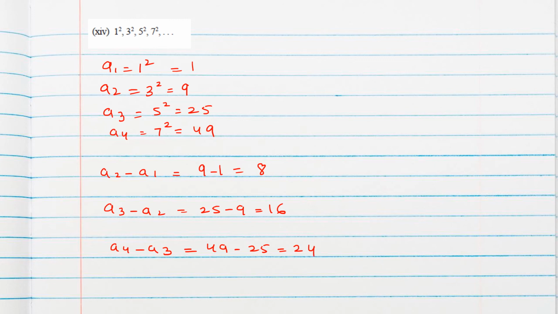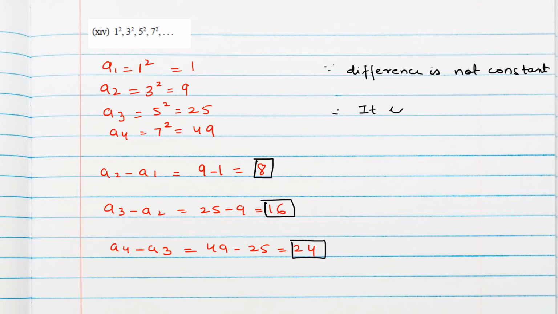So clearly we can observe here the differences are 8, 16 and 24. So since the difference is not constant, therefore it is not an AP.